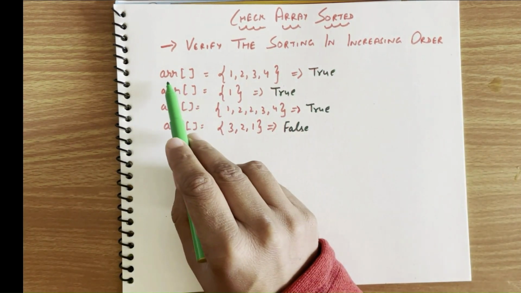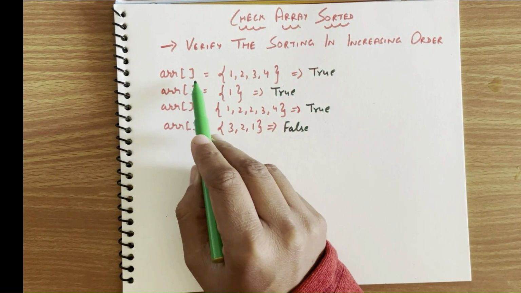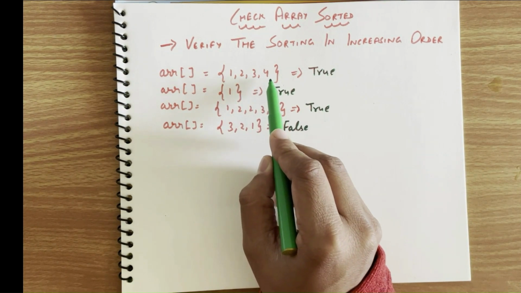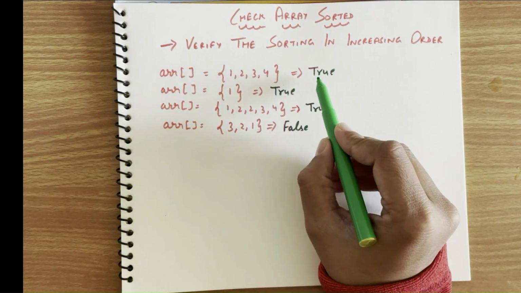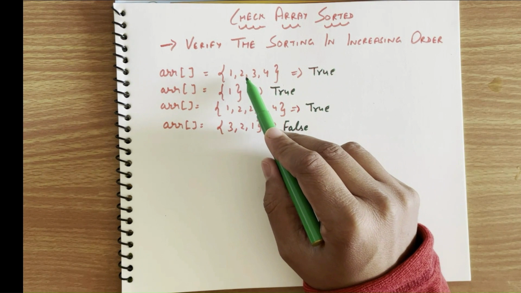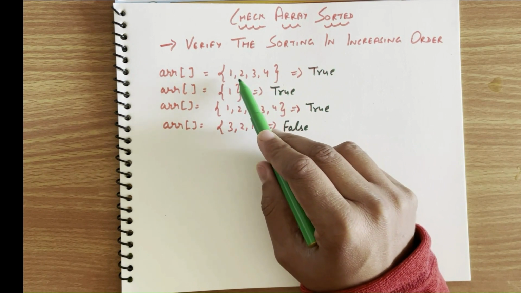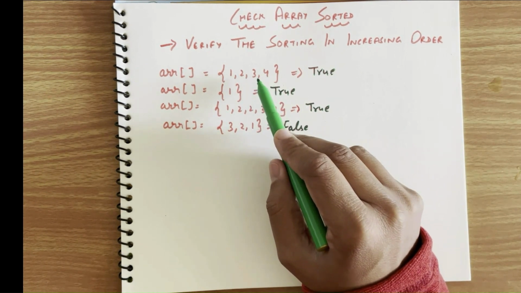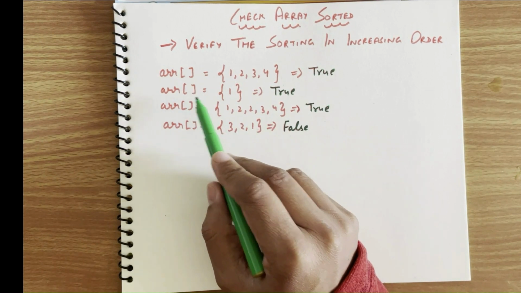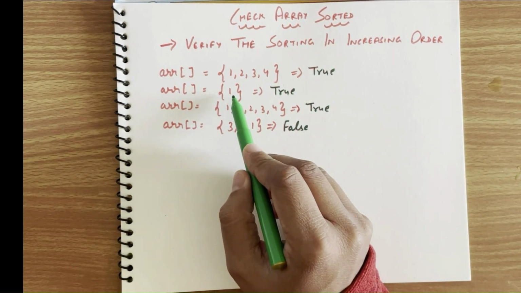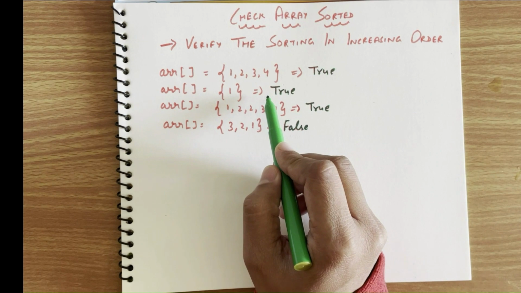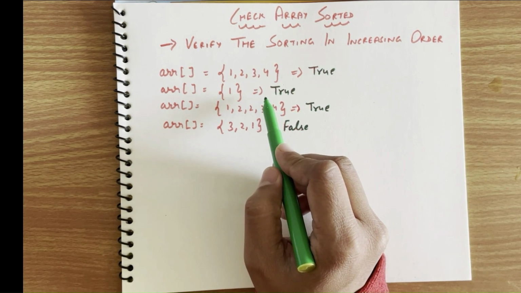So I'm having few examples here. Here we can see the first array having the elements 1, 2, 3, 4. So this will return the output as true, that is, this array is sorted in increasing order, that is, 2 is greater than 1, 3 is greater than 2, 4 is greater than 3. Likewise, in the next example, I am having only one element which is 1. So this will also return true because a single element array is also considered as a sorted array.